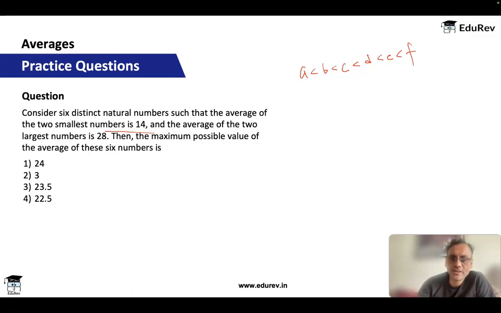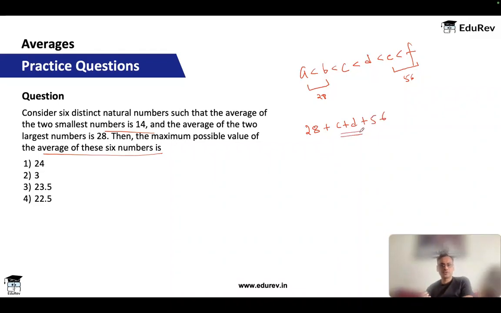That means the total is 28. So these two numbers, the total is 28. And the average of the two largest numbers is 28. That means the total is 56. Okay, then the maximum possible value of the average of the 6 numbers. Now if you see, the total will be basically 28 plus C plus D plus 56. So it depends on C and D, and C and D should be as large as possible.